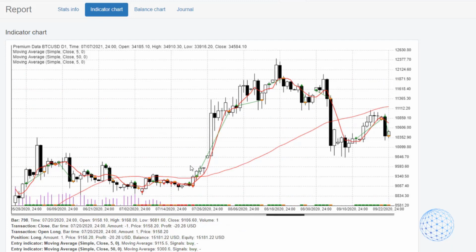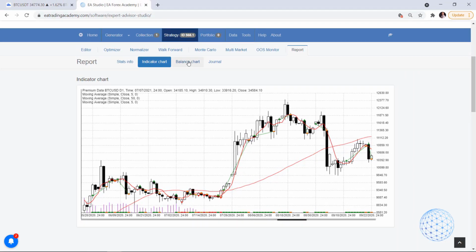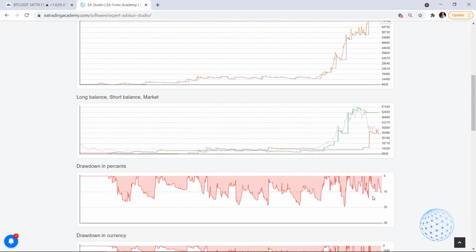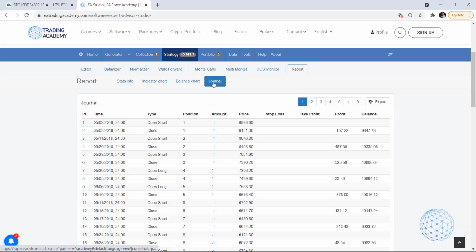When it goes up, we open long trades. And it's not just the indicator chart. We have a balance chart where we see the performance of the strategy with some more statistics, and as well we have the journal. So with the journal we can see exactly all the trades starting from 2018.